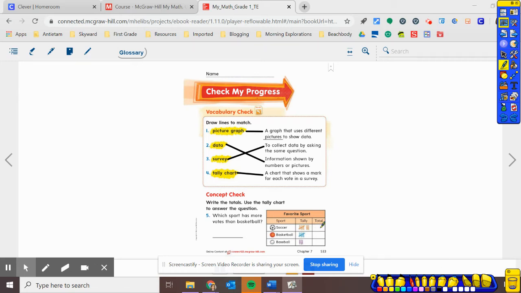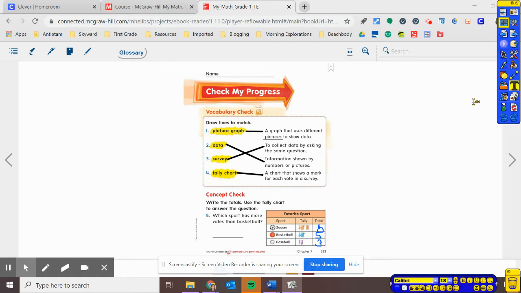Let me use my thinner pencil. All right, how many people voted for basketball? I see that group. That means there are 5. And how many people voted for baseball? I see 3 marks. That means 3 people voted. Write a 3 in your box.